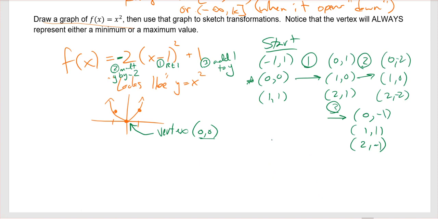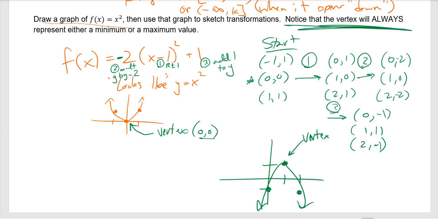it changes here, right? So we're going to have 0, negative 1, 1, 1, 2, negative 1. So now this is our vertex. So we flipped it over, right? And now, something we notice is that this vertex is always going to be either a maximum or a minimum value, right? It goes up until here, and then it goes back down. And we can say what the vertex is here, right?